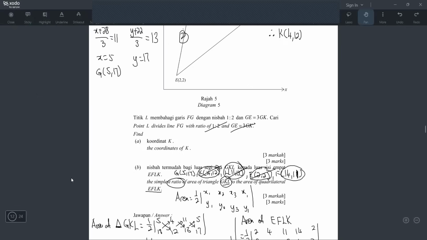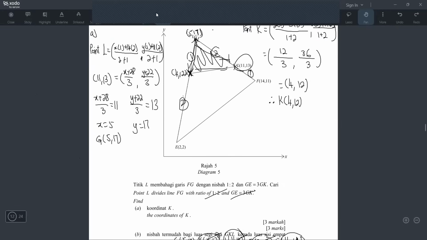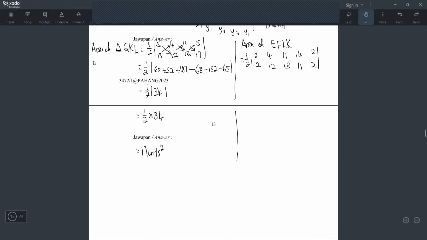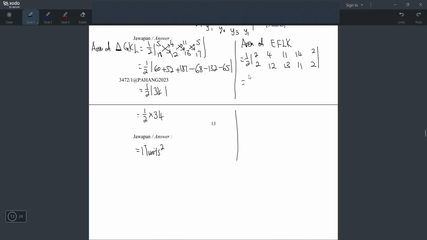Okay? But maybe some students want to do it differently. You can also write in this order: (2, 2), (14, 11), (11, 13), (4, 12). That works as well. Just make sure the next point you write is connected. If there is no line connecting there, you cannot write it. Okay, now it's time to cross multiply like just now. So always start from the top and then cross multiply.